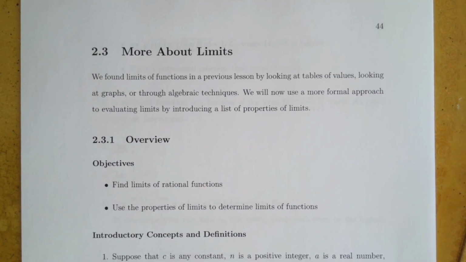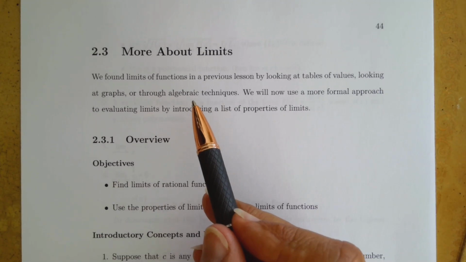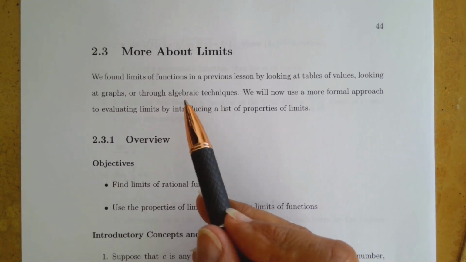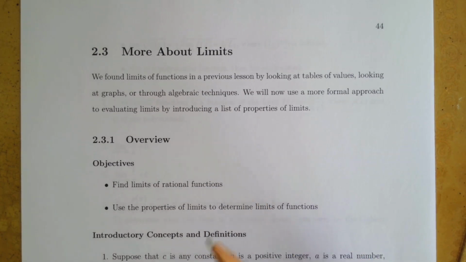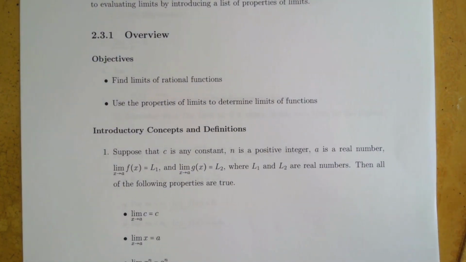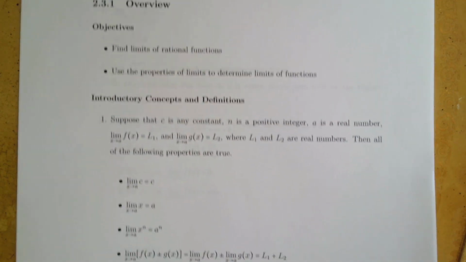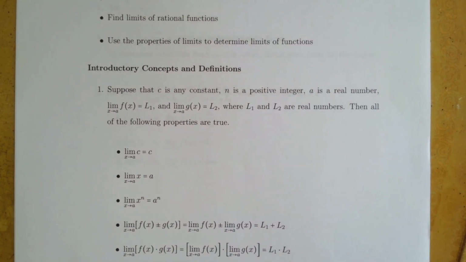Okay. The two big ones today: we're going to learn a few different algebraic techniques. We've basically just been factoring, so we're going to do something different today with that. And then we're also going to look at limits when x goes to infinity, which we haven't done a whole lot of yet. Okay, so today, the overview: we're going to find limits of rational functions, which we've been working on pretty much, and then we're going to use the properties of limits to determine limits of functions. Okay, so new concepts, new definitions.